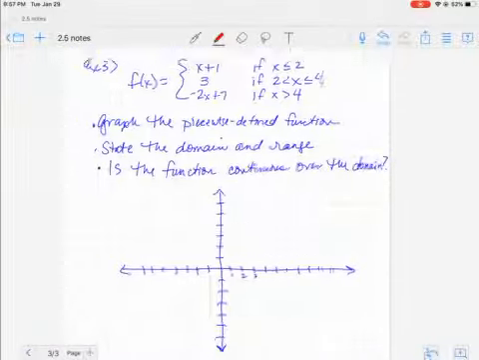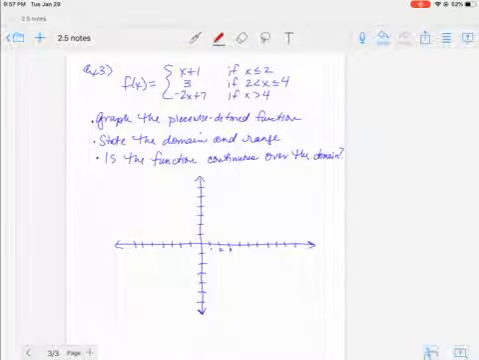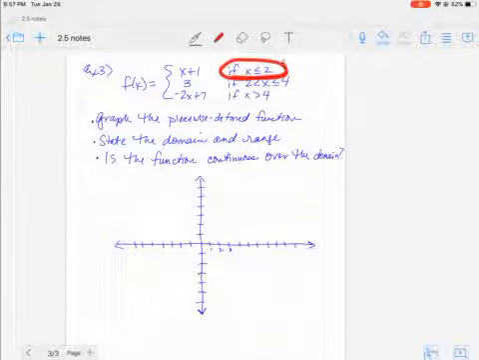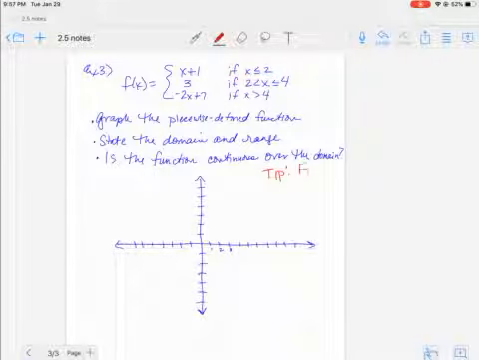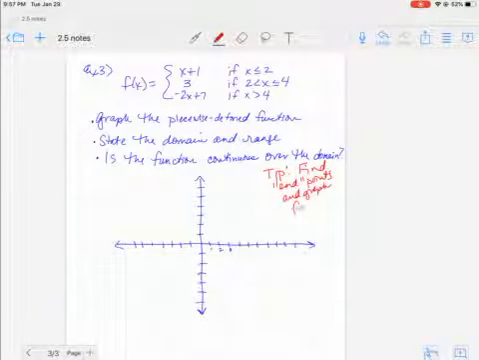For these piecewise functions, I think sometimes it's nice to graph the end points, and by end points I mean the end of your piece, figure out these end points and then you can graph from there. So tip: find the end points and graph from there. There's your tip on how to graph these.